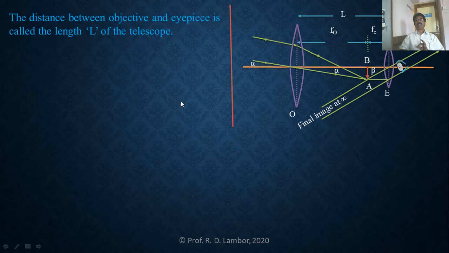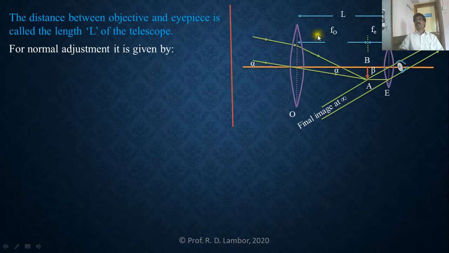See here, the distance between objective and eyepiece, as you can see in this ray diagram, is L. Objective and eyepiece या दोघांच्या मधलं डिस्टन्स आपण L कन्सिडर करूया. And for normal adjustment of the टेलिस्कोपच्या नॉर्मल ऍडजस्टमेंट साठी तुम्ही हे L हे डिस्टन्स can take the sum of the focal length of objective plus focal length of eyepiece. See here, for normal adjustment it is given by length of telescope is equal to FO plus FE.